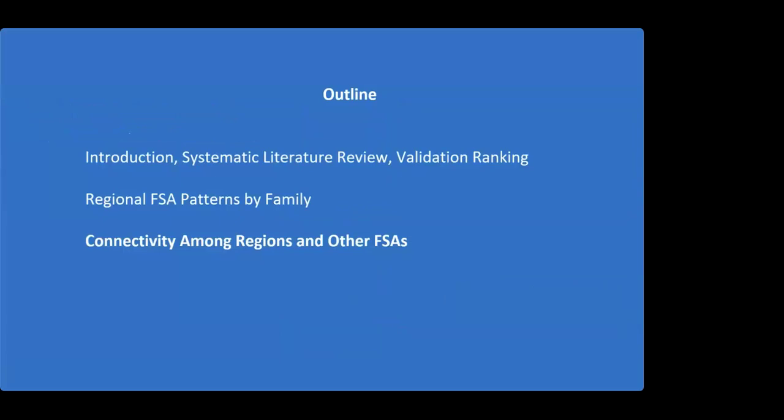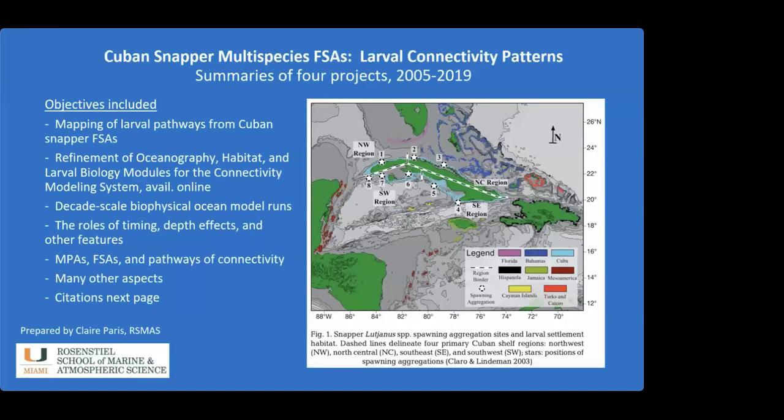We also wanted to talk briefly on connectivity among regions and other FSAs. We are fortunate to have these slides provided by Dr. Claire Paris as an example of snapper connectivity patterns developed by biophysical modeling from multi-species FSAs in Cuba. These slides summarize work from 2005 to 2019 in 4 papers. The figure on the right shows the 8 regions of Cuba that were examined in the study. Every one of those regions has identified multi-species sites with several species of snappers.